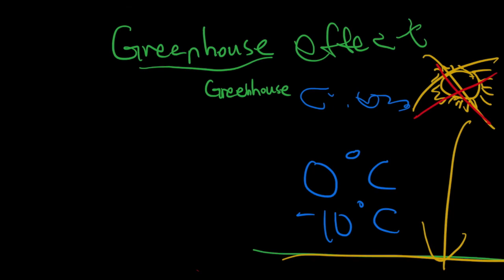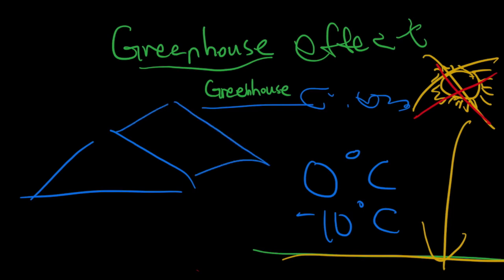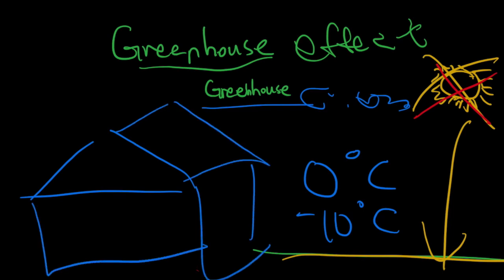So that's what we call greenhouse. It's the same thing as what we use to plant and grow crops. Sometimes we put them in the greenhouse. These layers of glass trap the heat. Even at night they are still warm inside.